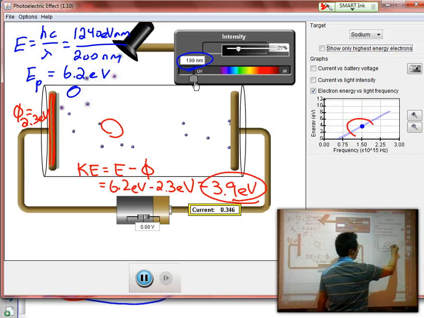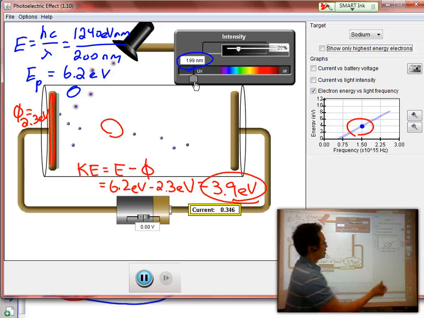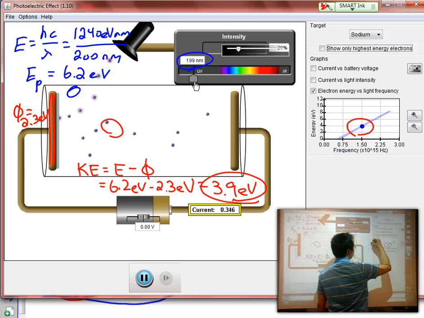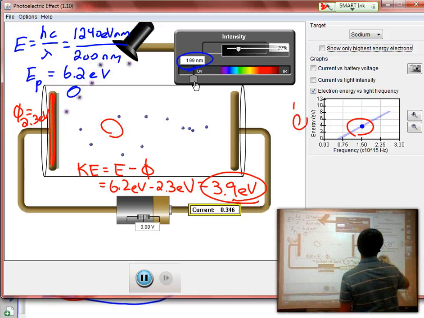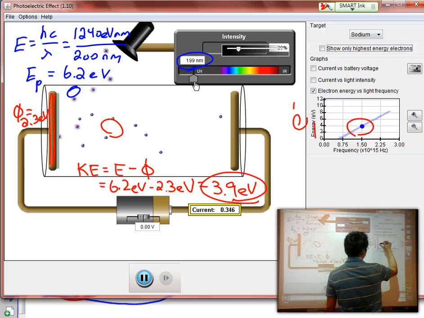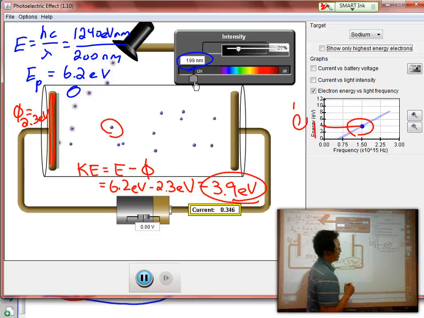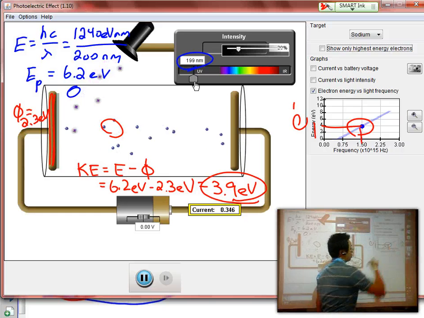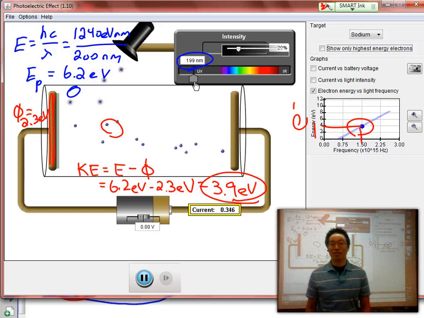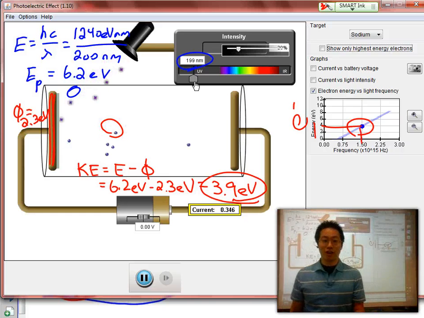And notice on our graph over here that it tells us this is the energy of the electron. Okay, so the energy of the electron is approximately 4 electron volts right now, when the light shining onto it is ultraviolet of 1.5 times 10 to the 15th. So it matches the graph.